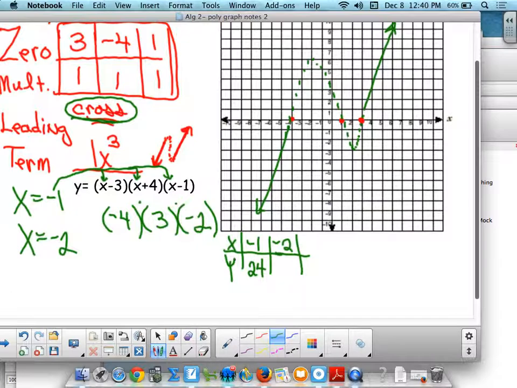Do it again. Put -2 in. Okay? -2 goes in here. What do you get? Negative 5. Here, 2. Here, negative 3. Okay. And go ahead and multiply. Negative 30. Negative times negative, positive 30. So you know what you have? You have to go left 1, up 24, left 2, up 30.